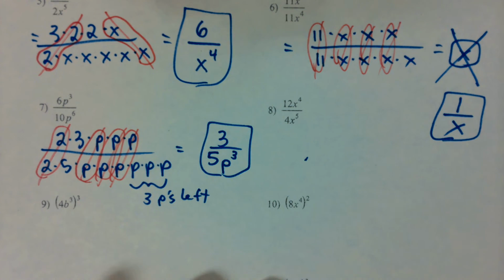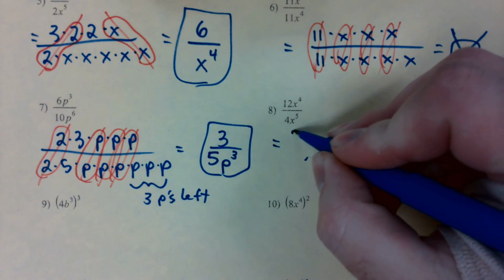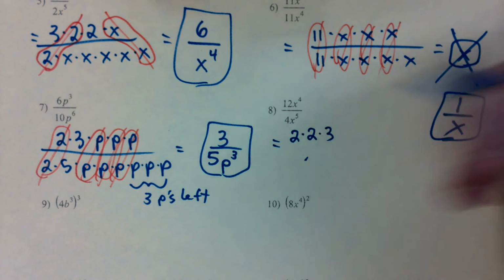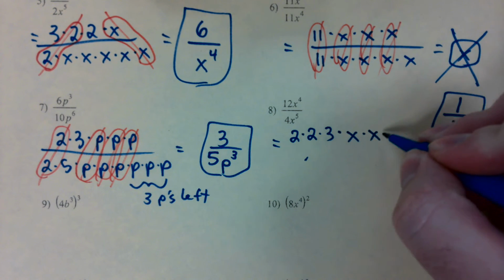Number 8, this one you can do 2 different ways. Actually, let's just do it the way that we know how to do it. I don't want to confuse you. 12, as we know, is 2 times 2 times 3, times 4 x's.